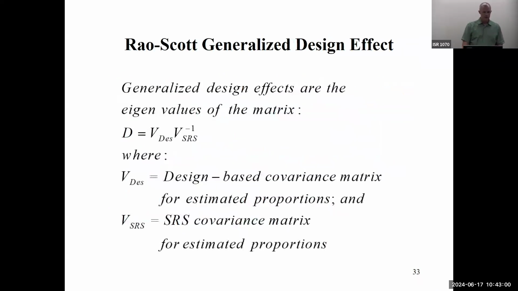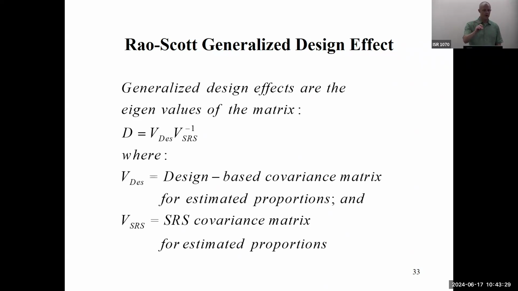Okay? So here's how this basically works. Remember the idea of the design effect for a given estimate. We take the variance of that estimate under the complex sampling, divide it by the variance of that same estimate under a simple random sample of the same size. What Rao and Scott said is that you should leverage the generalized design effects that come from this particular design effect matrix. Not for an individual estimate, but for a matrix based on the estimate.